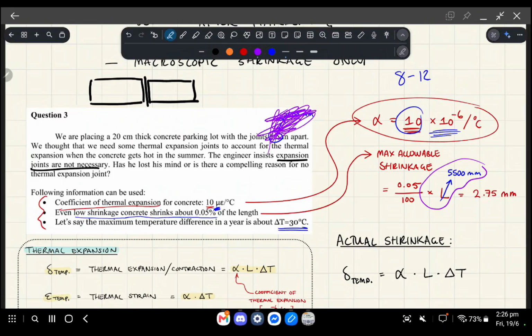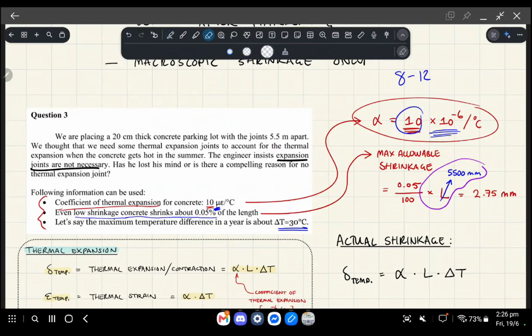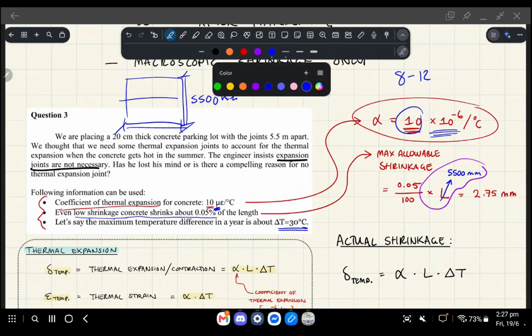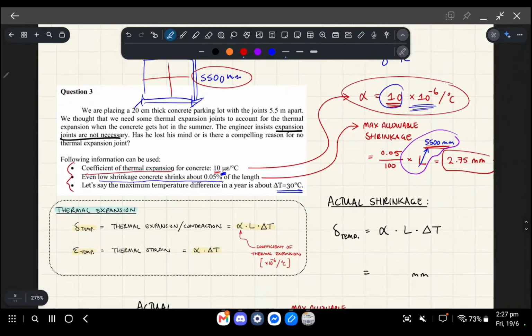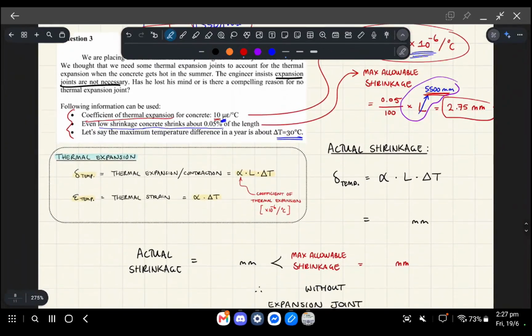What it's saying is that in this parking lot, our joints are already at 5.5 meters apart. In other words, let's do it in terms of millimeters, right? 5,500 mil apart. We don't need to further divide this block, okay? So the idea is that we put in 5,500 in terms of length, and then that gives us a number for the max allowable shrinkage before it cracks, okay?